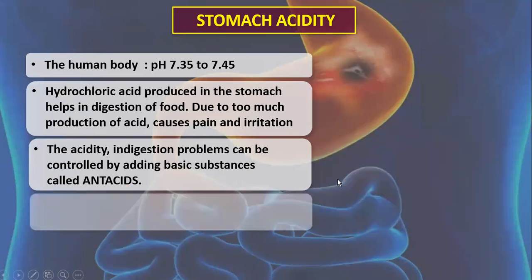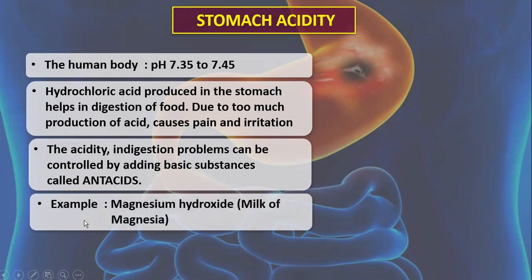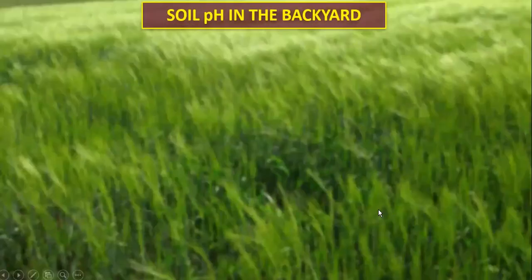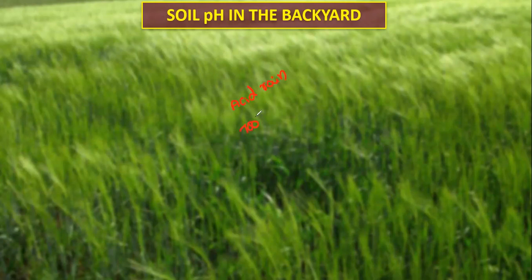Baking soda plus lemon juice also will prevent stomach acidity. Milk of magnesia, magnesium hydroxide, is used to prevent acidity in the stomach. Now, soil pH in the backyard. These are the four important applications of pH in our daily life: acid rain, tooth decay, stomach acidity, and soil pH. These four concepts are very, very important.